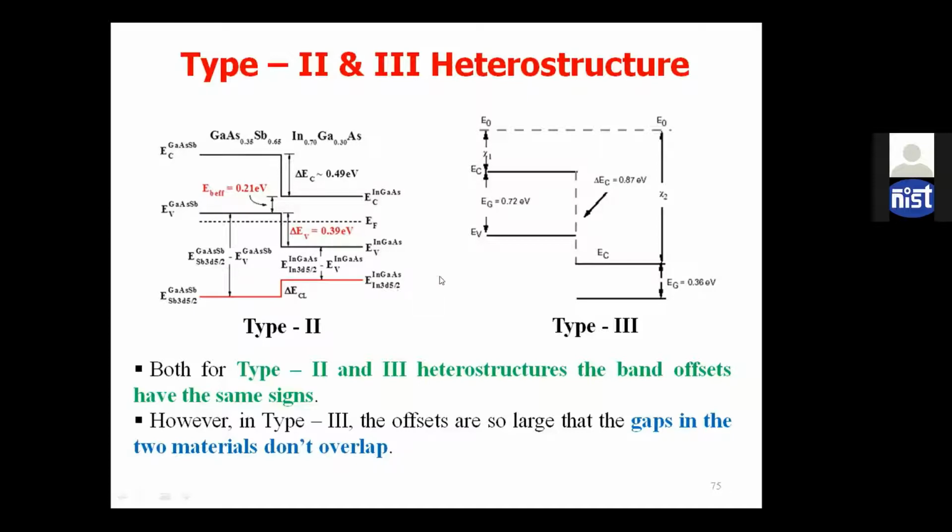Similarly, if you take a type 3, then you can also obtain band offsets having the same sign. But the interesting fact in type 3 is that the offsets are so large that the gaps in the material don't overlap. It looks like a broken gap. That's why it is called the broken gap type. See, this is delta EC, this lower one is delta EV, and they don't overlap here. Here somehow it is overlapping, but in type 3 the conduction band offset and valence band offset are totally not overlapping. So it is known as the broken type.